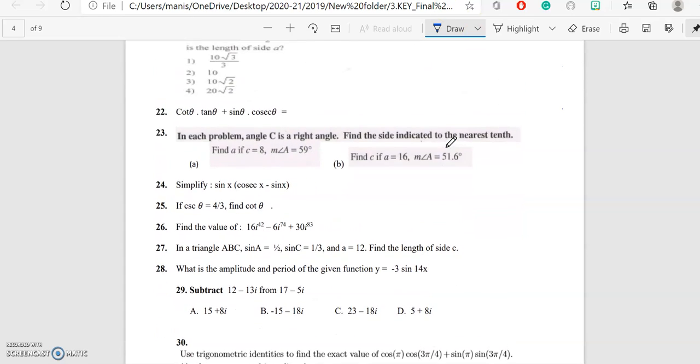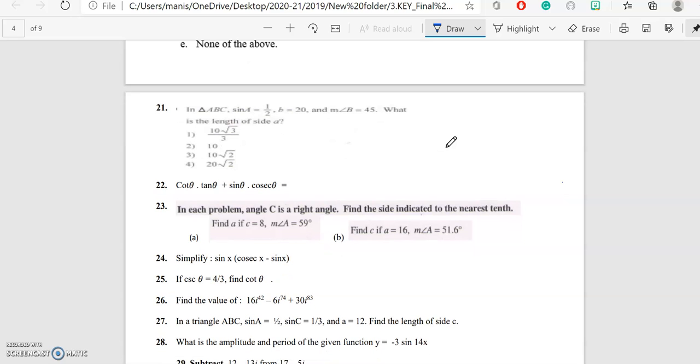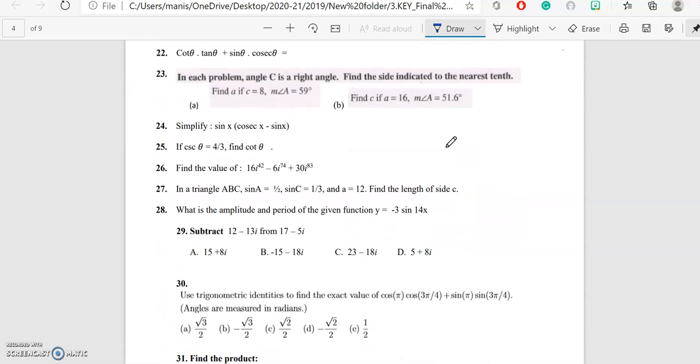So let's look at question number 22. Now question number 21, you have to use the sine formula to find the answer. Use your notes, so solve question number 21. Question number 22 says cotangent theta times tangent theta plus sine theta times cosecant theta. Remember these two are reciprocals, so if I cancel them out, I will be left with 1 plus sine. Similarly, these two are reciprocals, I can cancel them out. The answer is 1. So technically my answer is over here. 1 plus 1 is 2. So this is the answer for question number 22.